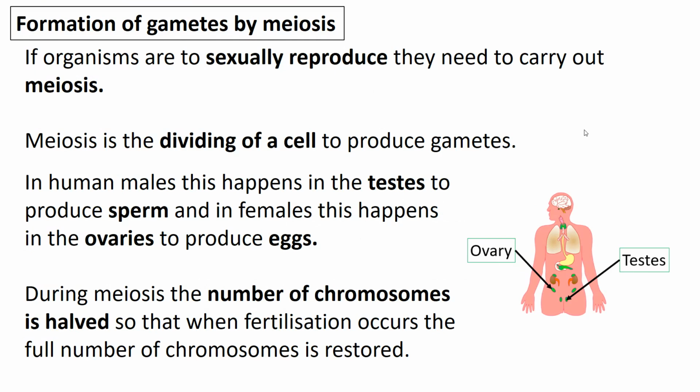During meiosis, the number of chromosomes actually is halved. So that means when fertilization does happen and the sperm joins with the egg, the full complement, or the full number, of chromosomes is restored. Because if you halve them to make the gametes, when they fertilize, they will restore the complete number.